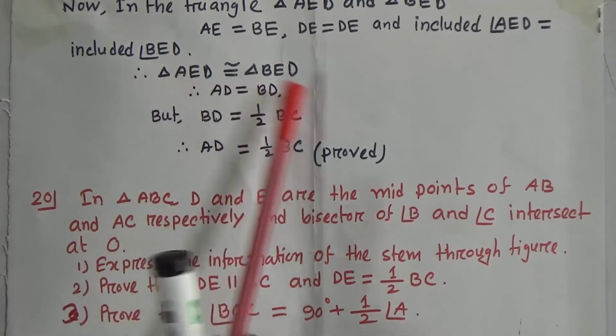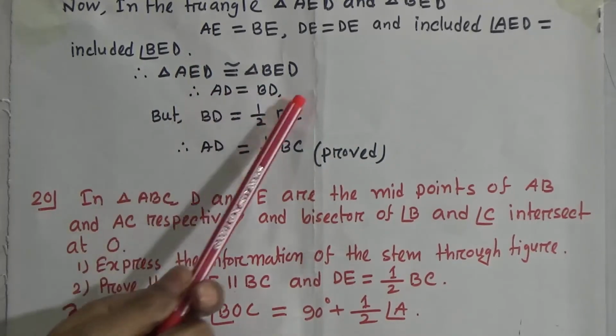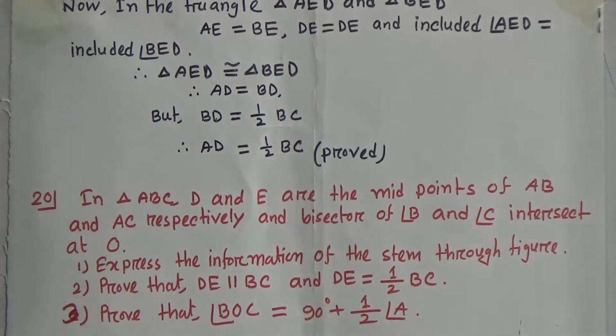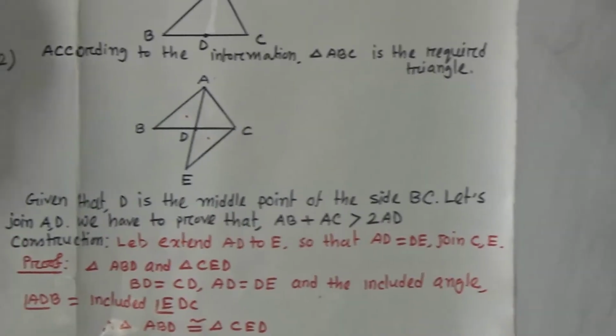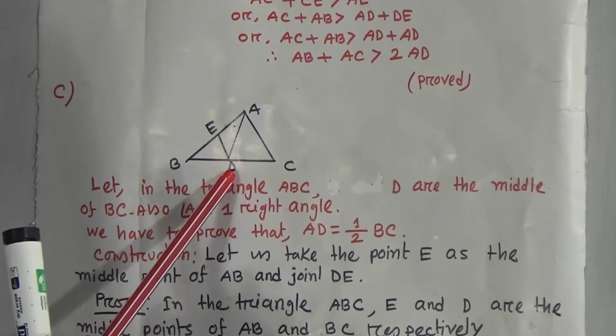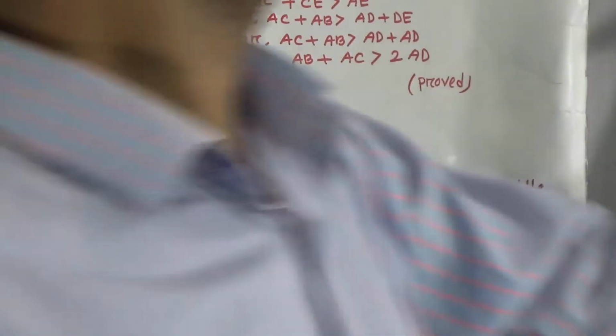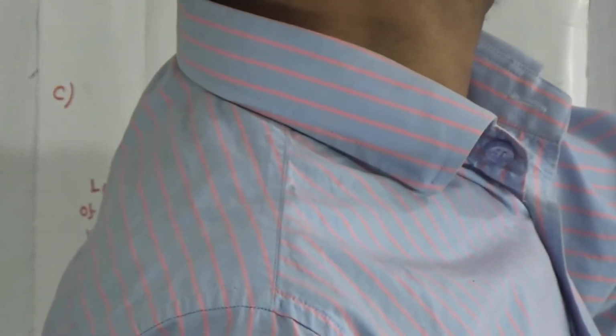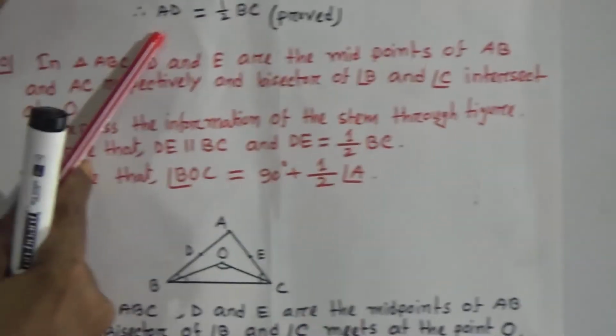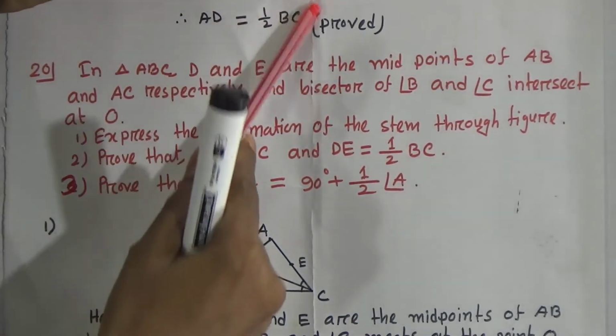Therefore, AED is congruent to BED. Therefore, AD equals BD. But again, students, please see: BD equals what? BD equals half of BC, because D is the midpoint. BD is half of BC. Now put the value here: AD equals BD, and BD means half of BC.